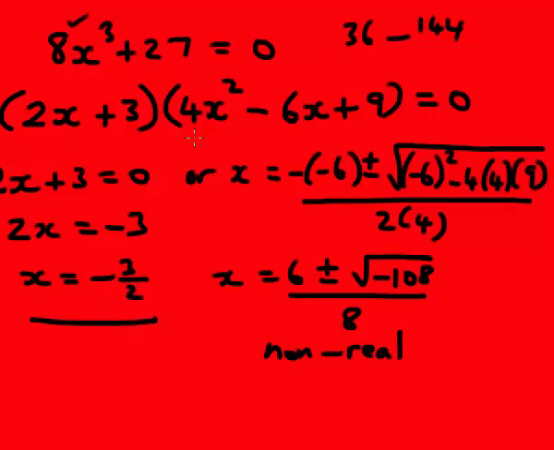Now, what is interesting about the quadratic factor in these kinds of equations is that the quadratic factor always has a non-real solution. So you go minus b plus or minus the square root of minus 6 squared, minus 4 times 4 times 9, and then you work it out, you get to negative 108. That's non-real, and the quadratic factor never factors into rational factors.